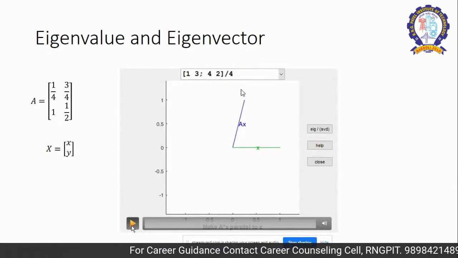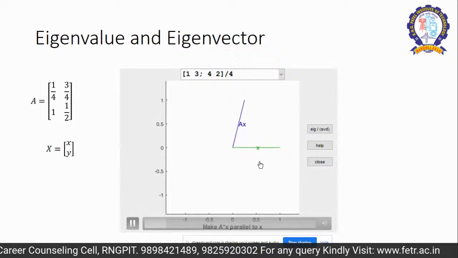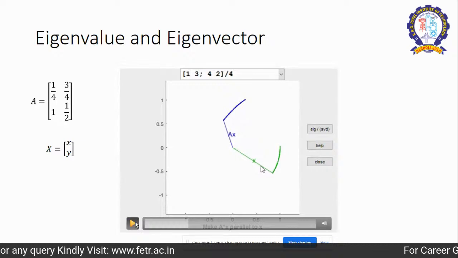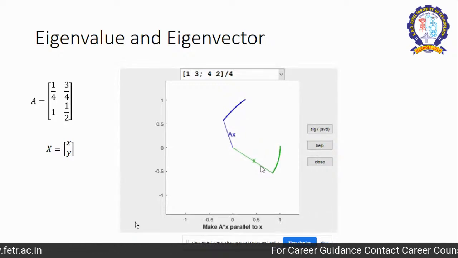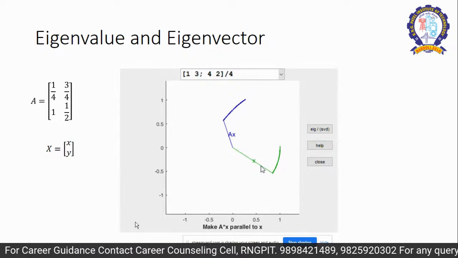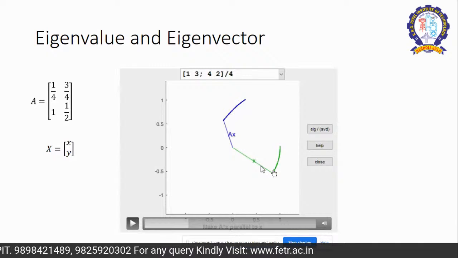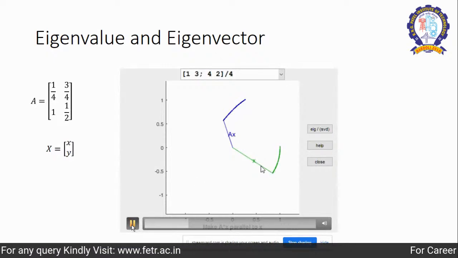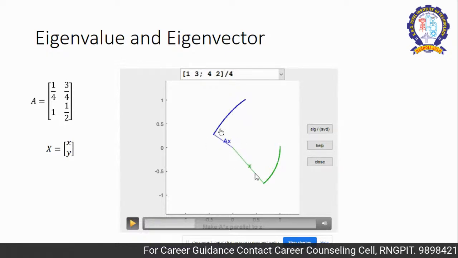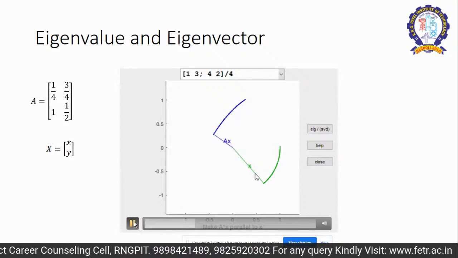Now we change the value of x, and we get a different resultant Ax. Definitely the resultant is obtained in the form of Ax. Now not all values of x are eigenvectors. Whenever x and Ax are collinear, that gives the eigenvalue. Let's go ahead and find out.